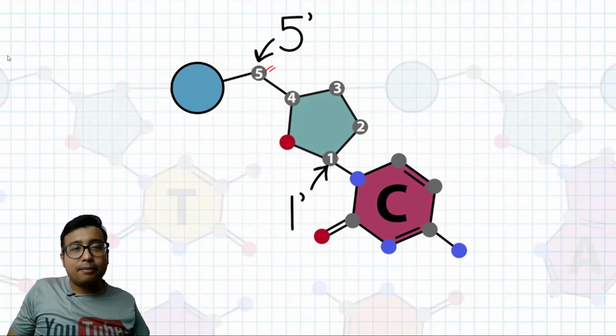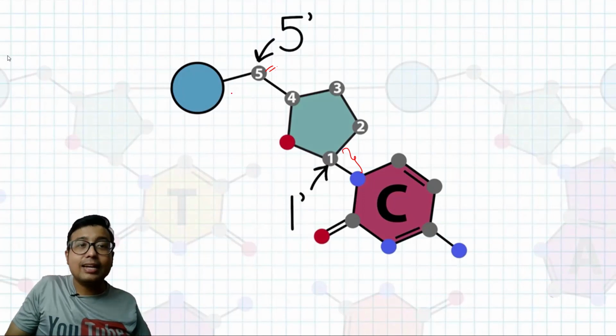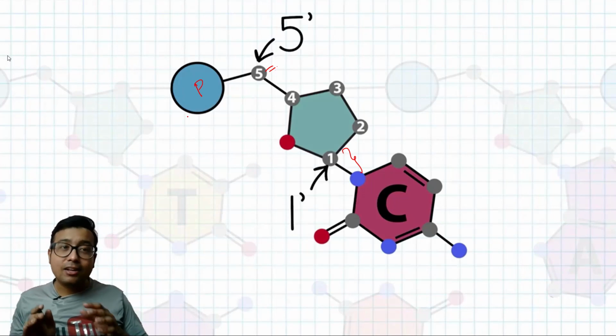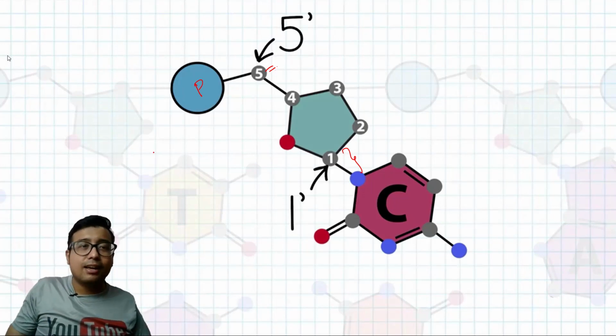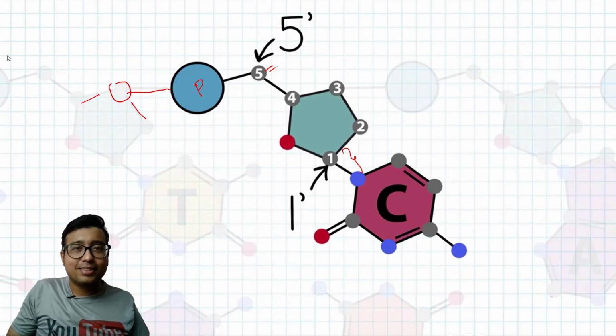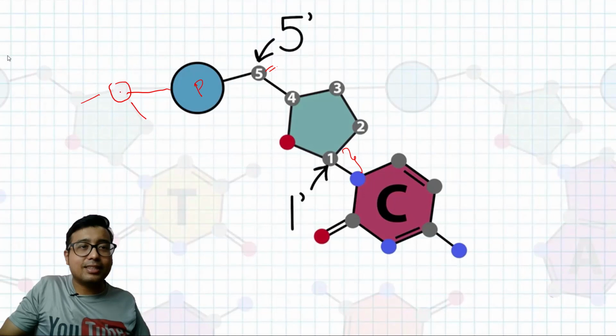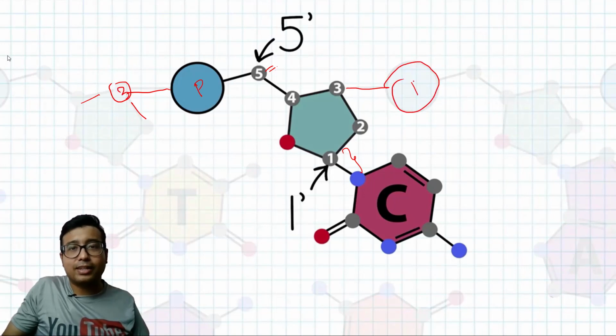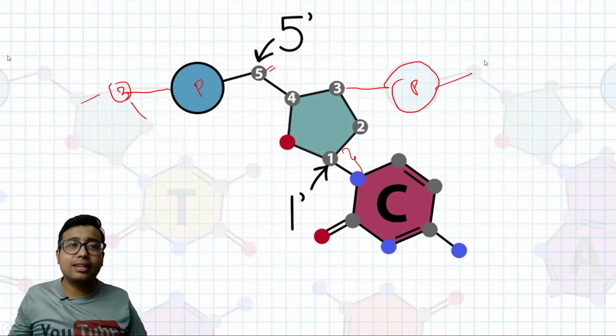Now, at the 1 prime position, the nitrogenous base is attached, and at the 5 prime position, the phosphate is attached. Now, if we look closely, we can see the phosphate is also attached to another carbon of a neighboring nucleotide, right? This is what carbon? This is the third carbon, this one. So this will be connected to a phosphate, and so on and so forth. This chain will continue, alright.